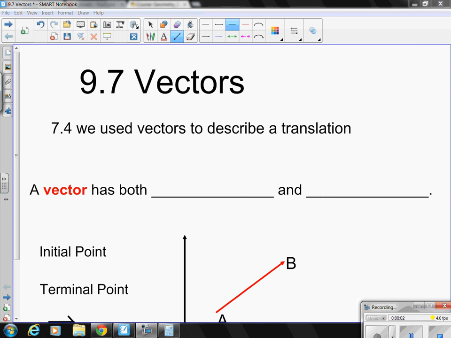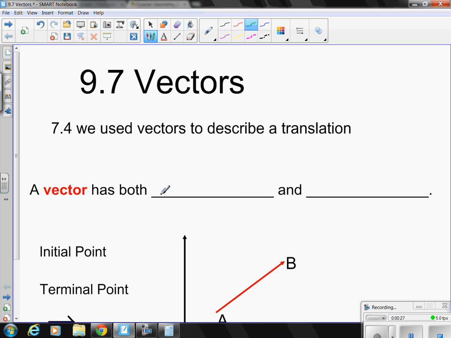Alright, if you remember back in section 7.4, we talked about vectors, and we used vectors to do translations. We took a pre-image and shifted it. We slid it to get a final image, and we slid it by using a vector. A vector told us how far we were going to slide it and the direction.